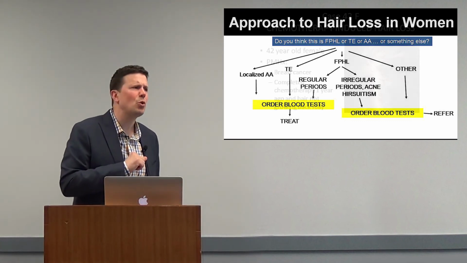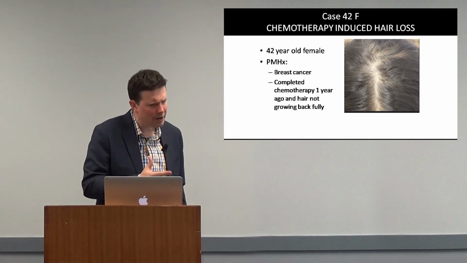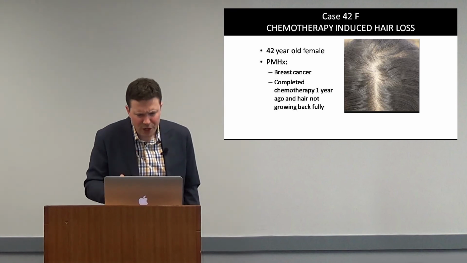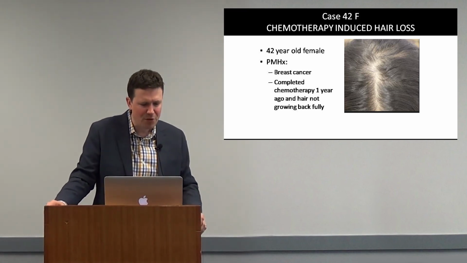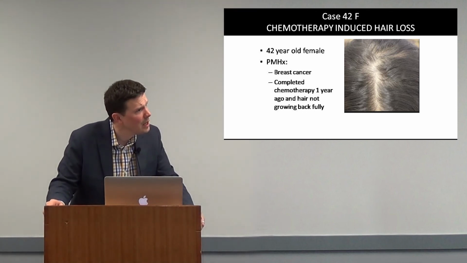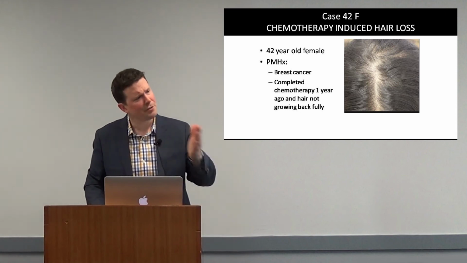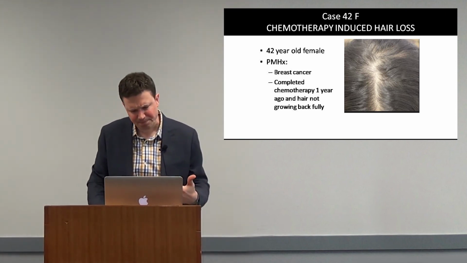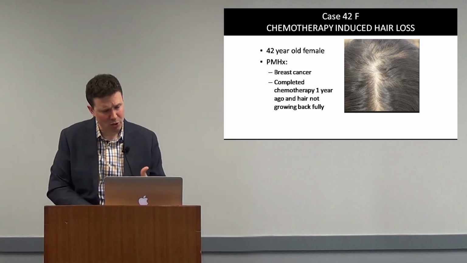I'm going to leave you with one more case, which I think is a very important point to be aware of, and that's chemotherapy-induced hair loss. This is a 42-year-old female who has a history of breast cancer. She completed her chemotherapy a year ago, but her hair hasn't grown back fully. She developed hair loss a few months into the chemotherapy. She was on a taxane. She was waiting for her hair to grow back, and it didn't grow back completely.